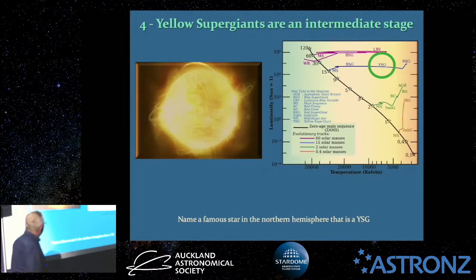Okay, so that's a yellow supergiant. So next time, if you're watching the movies and stuff like that, they'll often have a picture of the North Star or something up there. It sits right at the north celestial pole. So that's a yellow supergiant. I didn't know that till about two days ago.